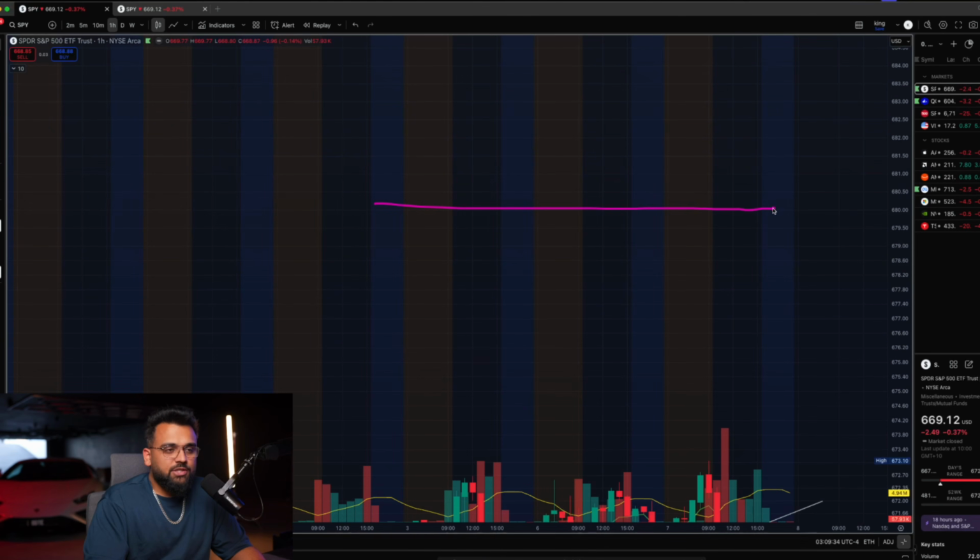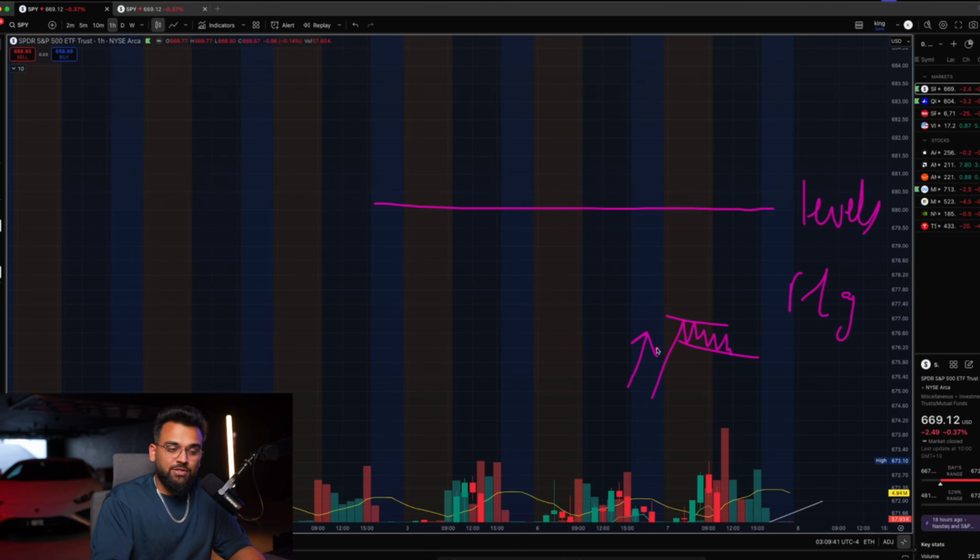First, let's understand the key concept of this level flag strategy. As the name suggests, you need levels, and you need a flag. Now, a flag is also called consolidation, especially after a big move has already happened. The flag part is pretty clear, and we'll talk about it in a second, but levels, this is where I want to start.